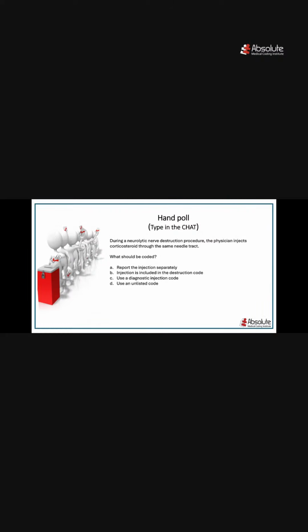All right, the first question: during a neurolytic nerve destruction procedure, the physician injects corticosteroid through the same needle track. What should be coded here? Option A, report the injection separately. Option B, injection is included in the destruction code. Option C, use diagnostic injection code. Option D, use an unlisted code. What say you, coders? This is a rapid fire round, and I expect everyone to please answer quickly. Go ahead, coders. Okay, I have the first answer in the chat.